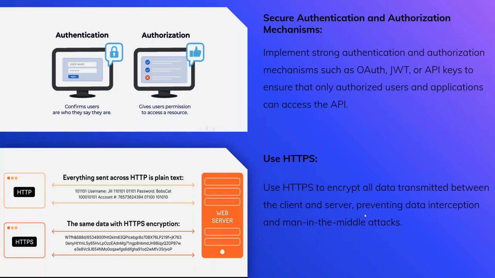Now we go for secure authentication and authorization. For any web server, we need to implement strong authentication and authorization. We can use OAuth, JWT, or API keys to secure authentication and authorization. Authentication confirms the user is who they say they are, maintaining the confidentiality of the information in the database and ensuring the authorized user. While coming to authorization, the respective users can access the respective data that they have.